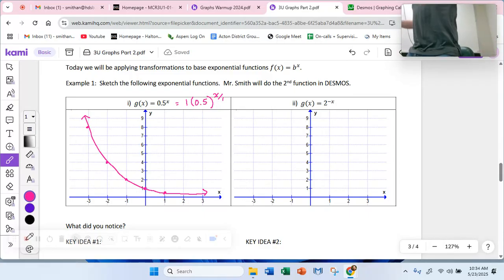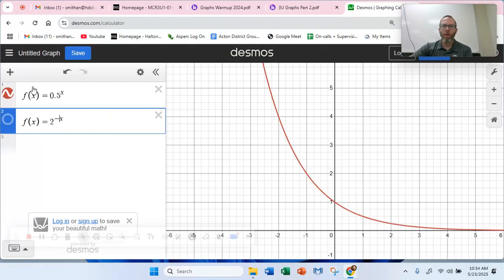I wonder what the graph of 2 to the power of minus x is. This is weird, right? This is not like anything we've done. What does the graph look like? Well, here we go. I've got Desmos loaded up. Here's the graph of 0.5 to the power of x. That's in red for my colorblind people.